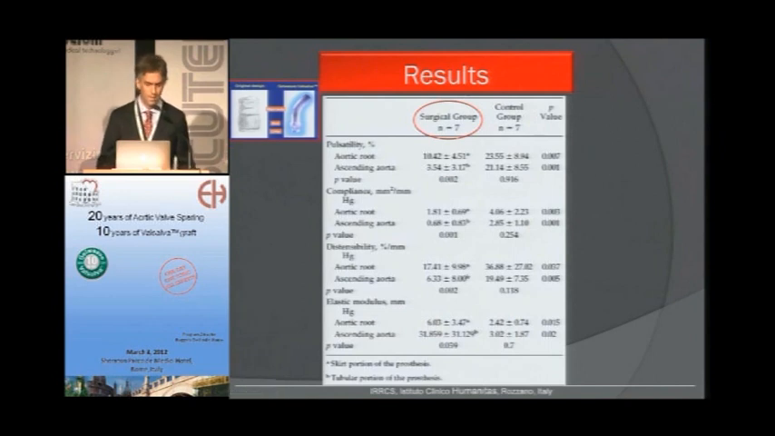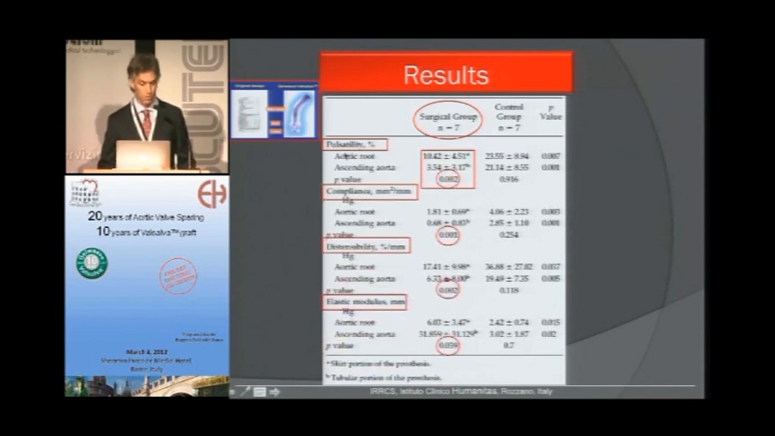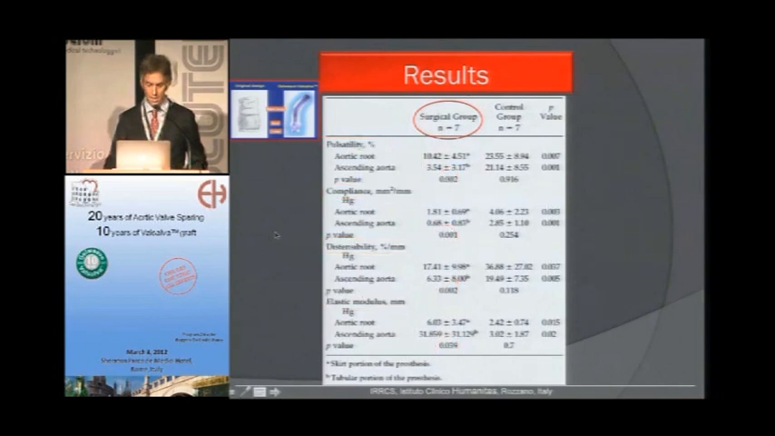Valsalva graft group, what did we find? The pulsatility at the pseudosinuses is much higher than the pulsatility in the tubular portion of the graft, and this is significant. Same results were obtained for compliance and distensibility, and of course the other way around for the elastic modulus, indicating that the tubular portion of the graft is much more rigid than the pseudosinuses of Valsalva.